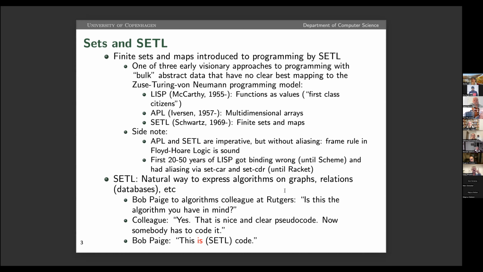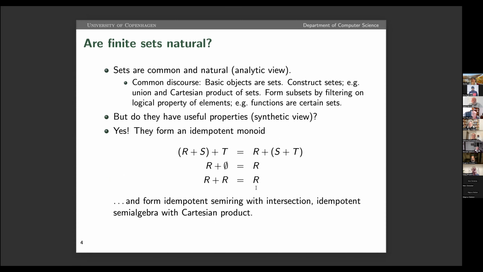Seidel is a natural way of expressing algorithms. You've seen this before. So Bob Paige, my advisor, told me the story of showing the algorithm to a colleague at Rutgers. This is the algorithm you have in mind? And the colleague said, well, yes, that's nice and clear pseudocode. Now I guess somebody has to code it. And Bob Paige said, same story as with Jack Schwartz: well, this is the code. It's not pseudocode. So the question I'm going to raise is the following.